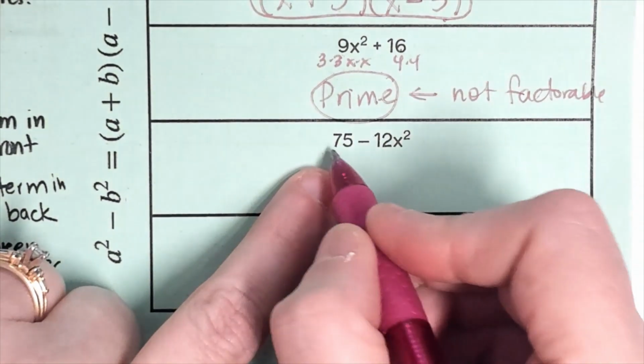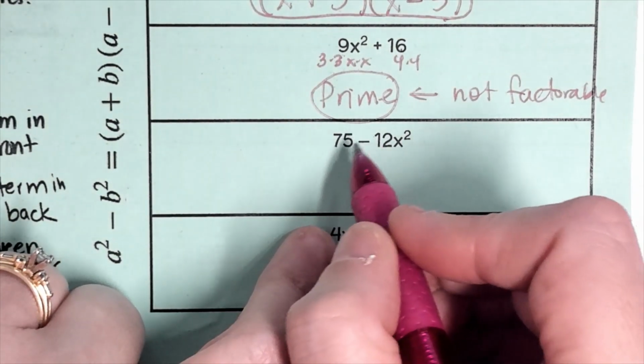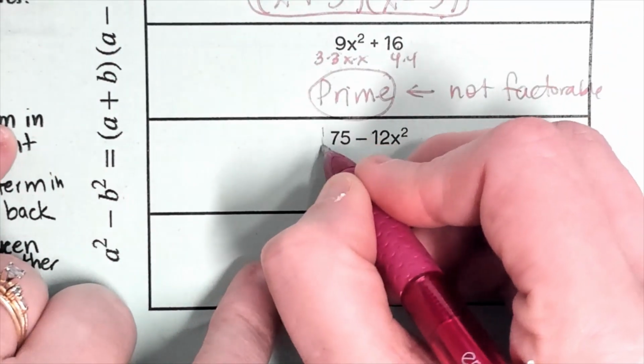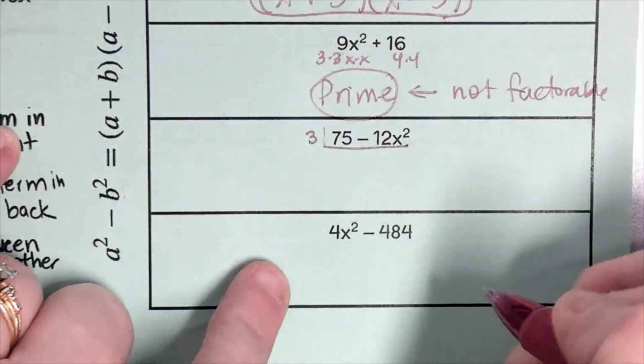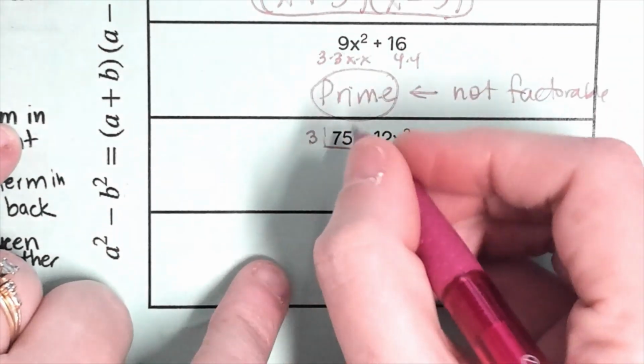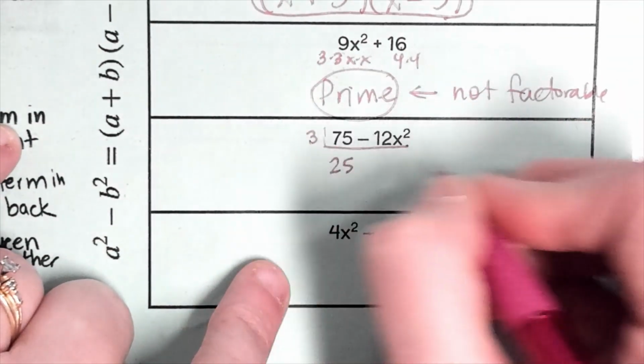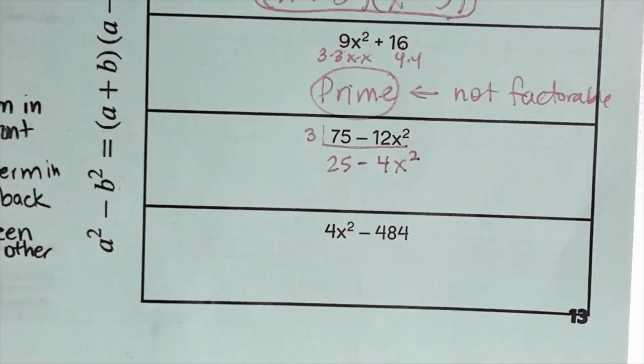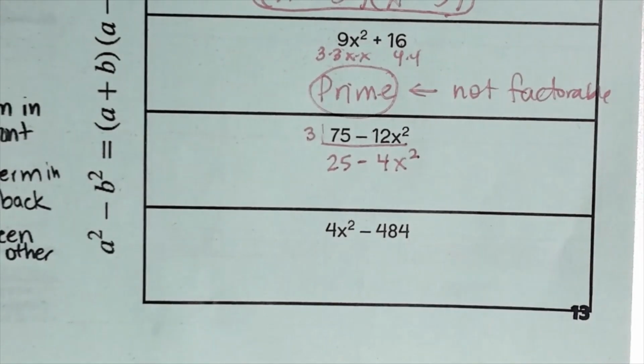75, I'm not going to belabor the divisibility rules, but 75 can be divided by 3. And so can 12. 75 divided by 3 is 25. 12 divided by 3 is 4. Well, now is this a difference of two squares? Absolutely. What do you think I'm going to do very, very first?